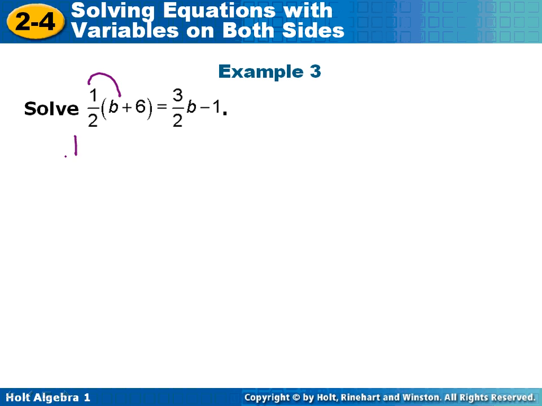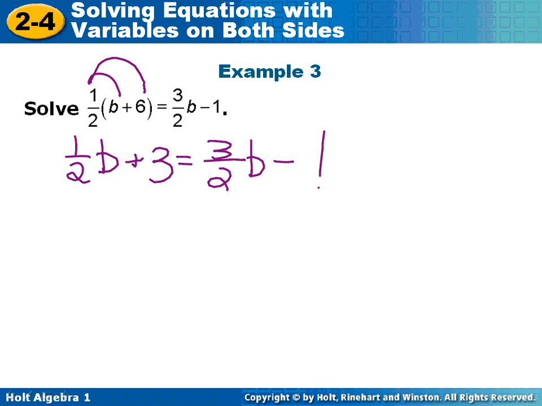1/2 times b is 1/2 b. Be very careful of the b. It might look like a 6. Half of 6 is 3. And then I'm just going to drop the right side, bringing it down. Now, the common denominator would be a 2. So I'm going to multiply everything by 2. Put a 2 here, 2 there, 2 there, and don't forget the 1. It's very easy to forget.